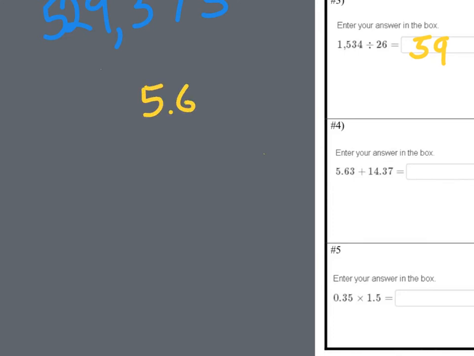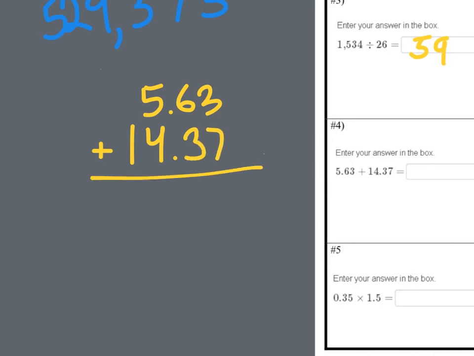For number 4, it says enter your answer in the box. 5.63, 5 and 63 hundredths, plus 14 and 37 hundredths. If you want to, you could write the 14 up top and the 5 on the bottom because the bigger number goes on top. In this case, it doesn't really matter. It's not that big a deal. It's more important during subtraction. But let's keep it this way just for now. 7 plus 3 makes 10, carry the 1. 1 plus that 6 makes 7. 7 plus that 3 again makes another 10, carry the 1.